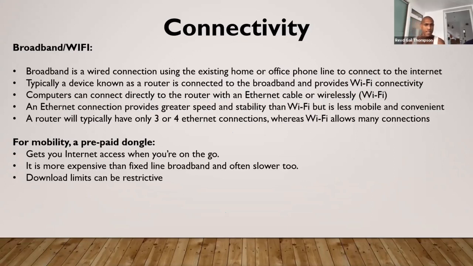So the things we should think about is that basically an Ethernet connection, i.e. one where you're using a cable that's plugged directly into the router, is going to be faster and it's going to be more stable, but it's less mobile and less convenient, because the router will only have like 3 or 4 inputs on it, whereas Wi-Fi will allow you to have as many connections as you are probably likely to have. There are other types of dedicated lines that a building could be connected with, but generally speaking, it's going to be broadband.